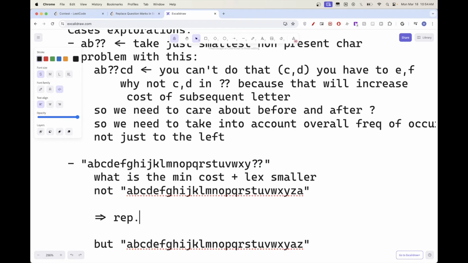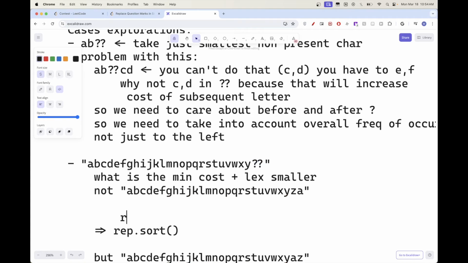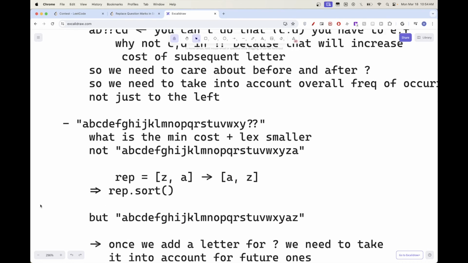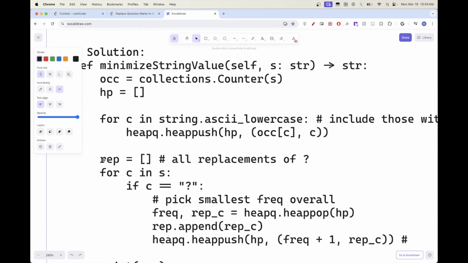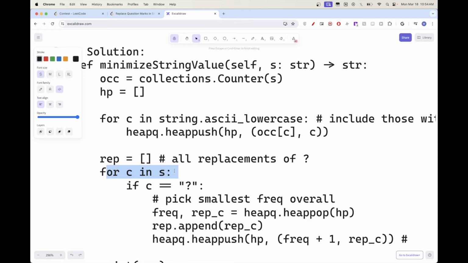And so once we have that, we can sort it so that, let's say when the replacements are Z and A, when we sort, it would be A and Z. And the order we will add them back is A, then Z, so that we can have the smallest frequency. Okay? And so that's exactly what this does. So we have this list of replacements, and we go through the string, and if we find a question mark, we pick the smallest frequency, including 0, that we can get from the possible letters. And so when we do that, we add it to our list of replacements.